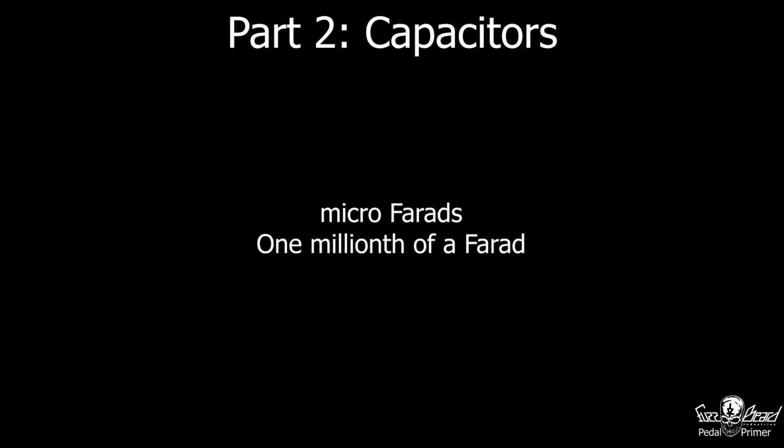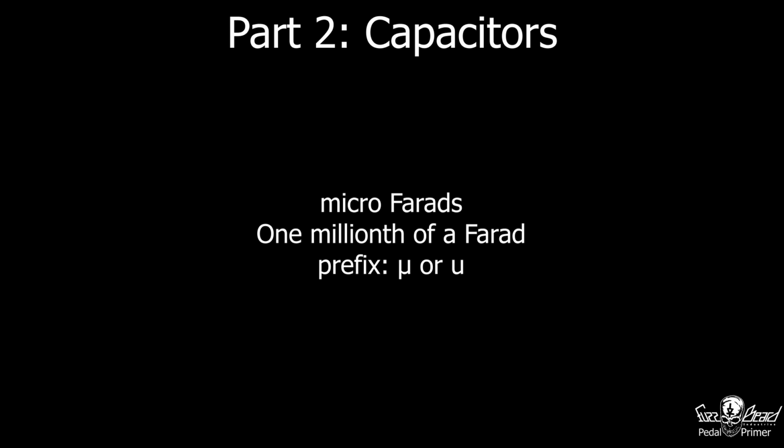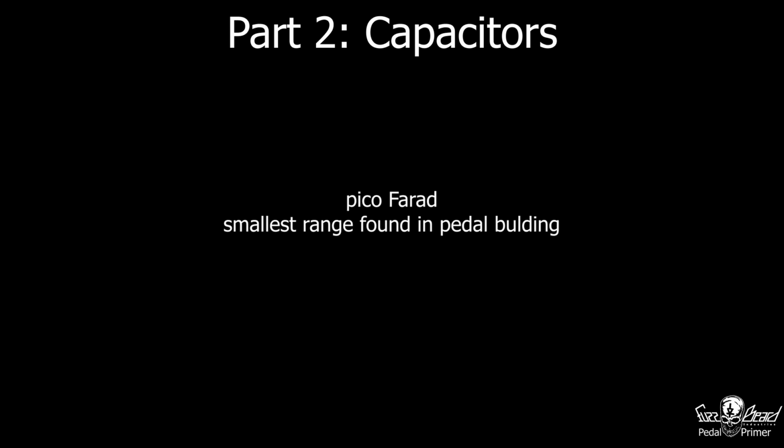Microfarads, or 1/1,000,000th of a farad. This uses the prefix Greek letter mu, but is often referred to with a small u and a capital F due to the lack of Greek characters on most Western keyboards. Next up is nanofarads. This is 1/1,000,000,000th of a farad and uses the prefix n, a small n, for nF. Picofarads, this is the smallest one you're really going to use in most pedal building, and this is 1/1,000,000,000,000th of a farad. This uses the prefix of a small p for pF, picofarads.